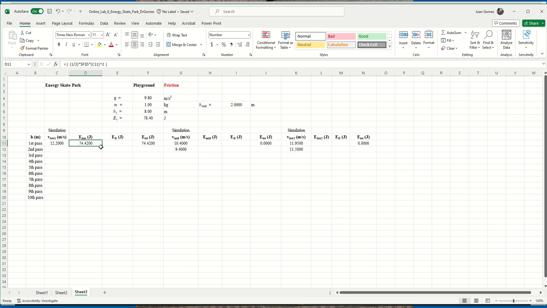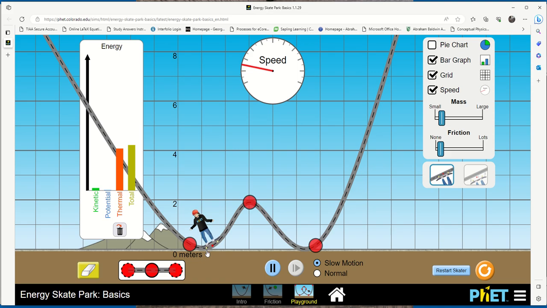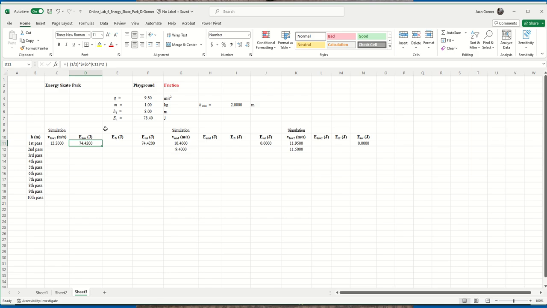Okay, that's fine. Remember, we're calculating the energy. Now, here's what we're doing. It started off with an initial energy of 78.4 joules. The kinetic energy at the first low part, at the first pass, the energy when the skater was here, the energy is all kinetic. That energy is 74.42 joules.